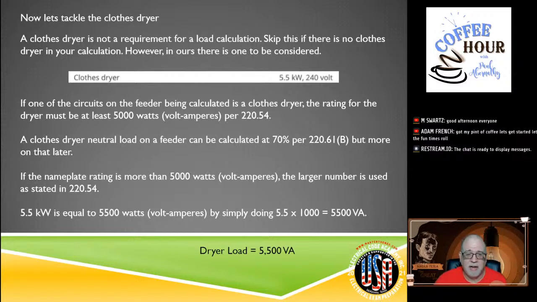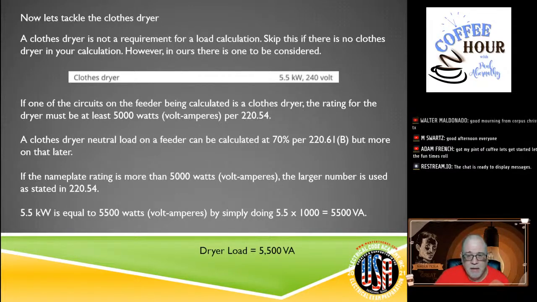Okay, so a clothes dryer, we'll also remember that at this point, it's always a neat thing to do, since you know you're going to have to be doing a neutral load at some point, why not do it now while you're here? So take that 5,500 and multiply that by 70% and write it down. Save you a step later. So I'm going to do 5,500 times 0.70, and that is 3,850 VA. Just lock that in your brain or write that on the paper and put an N beside it for the dryer's neutral contribution because you're going to add that later. But just want to remind you, you're already here. Might as well write it down. Save you a step. All right, next.